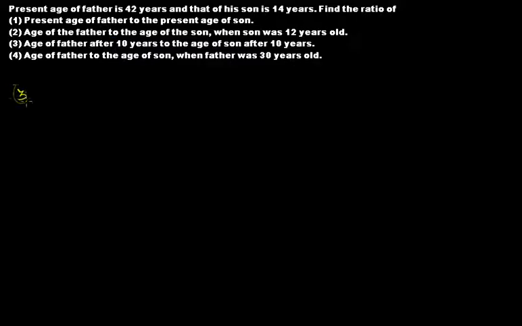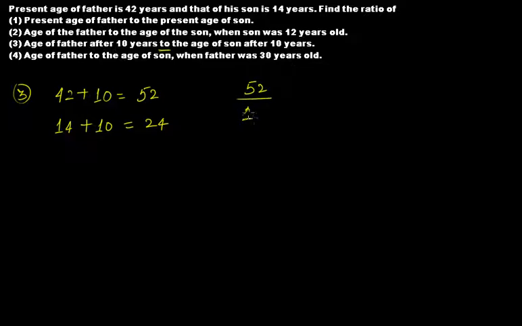Third one, age of father after 10 years to the age of son after 10 years. So after 10 years, age of father will be how much? 42 plus 10, that is 52. And for son it will be how much? That will be 14 plus 10, and that will be 24. Therefore this time it's talking about 52 to 24.